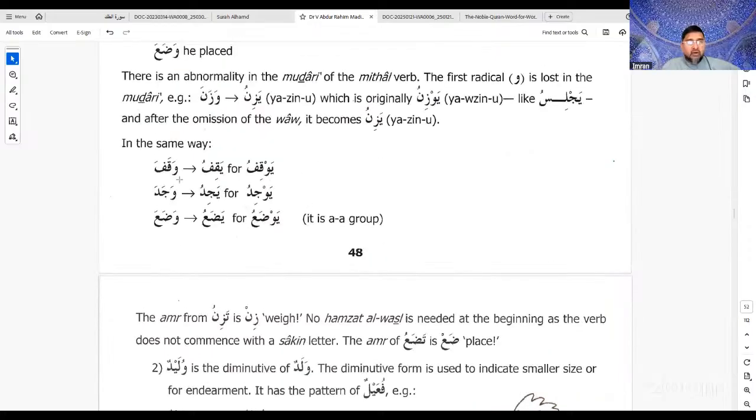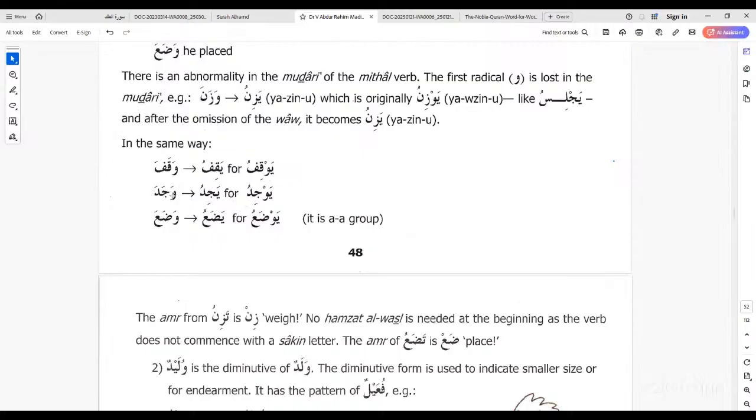So, waqafa, he stood, yaqifu, he is standing. Wajada, he found, yajidu, he is finding. Wada'a means he put, yada'u means he is putting. Also, wada'a has other meanings. Wada'a also has the meaning to humiliate someone as well. Wada'a also has the meaning of to fabricate. Hadith mawdu, we hear this often. Hadith mawdu means the fabricated narration. So sometimes in the Arabic language one word may carry different meanings. Bismillah, continue.